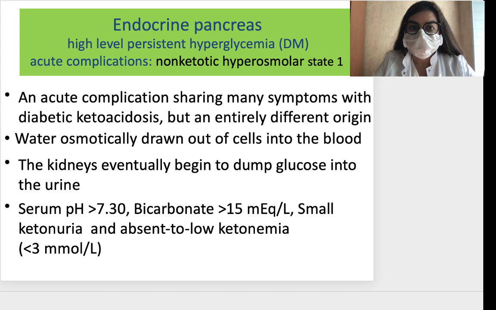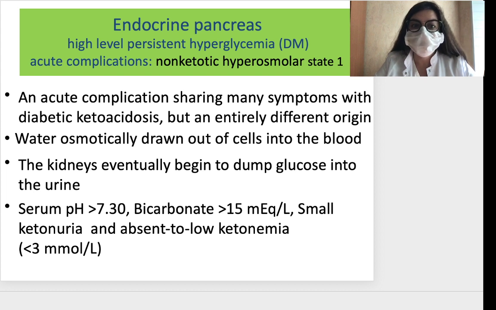Another acute complication is non-ketotic hyperosmolar state. Fortunately, it is much more rare than ketoacidosis. Why fortunately? Because mortality of this condition is very, very high. In case it goes to coma, to hyperosmolar coma, mortality is more than 80%. It is an acute complication sharing many symptoms with diabetic ketoacidosis but with an entirely different origin.